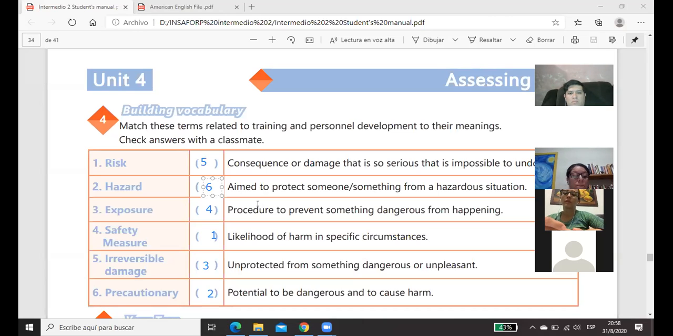We select this. The correct sentence is the one aiming to protect someone. Aimed to protect something from a hazard. Hazardous. All right. So that is it. It's aimed at protecting you from a hazardous situation. It's an adjective. Okay. Good.